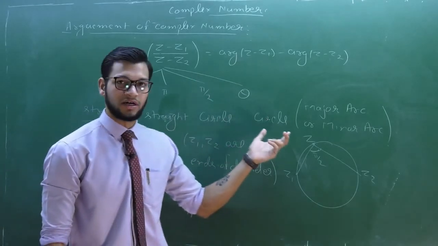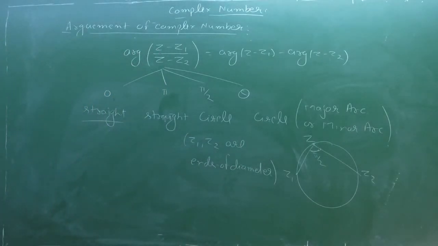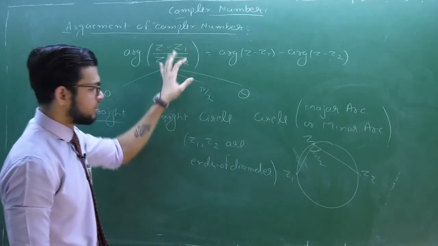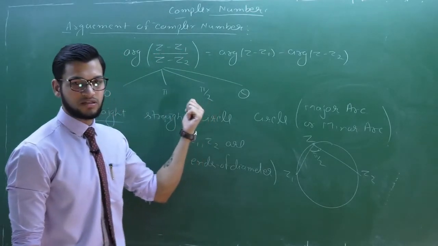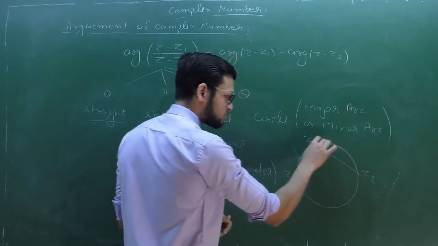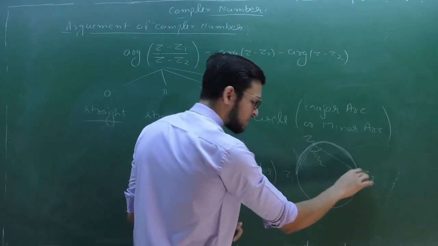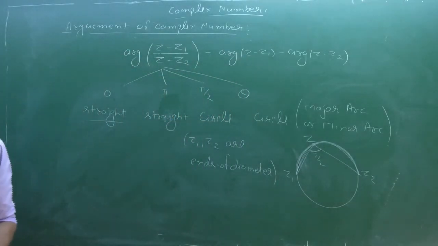If this term is equal to theta, then we can again say that the locus of this point is a circle. Basically, locus is a path followed by a point. It means if this term is equal to pi by 2, then z can move on this path. So we can conclude this as: locus of z is a circle.